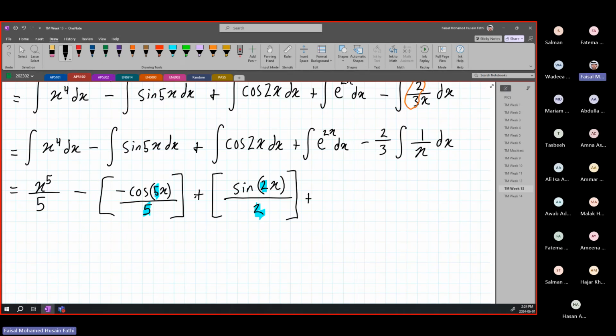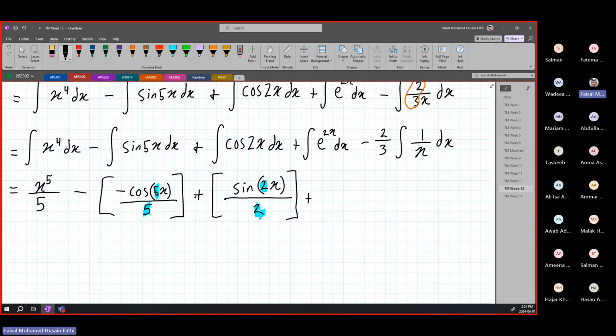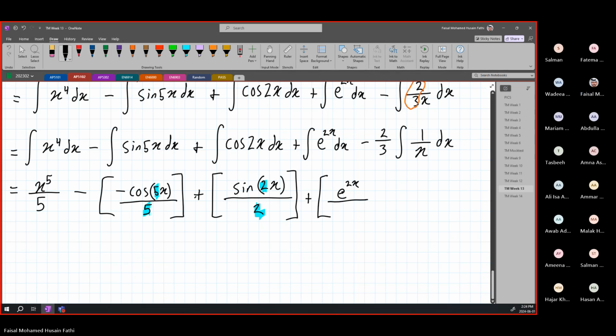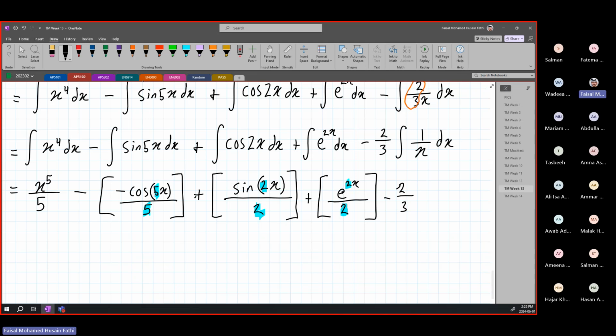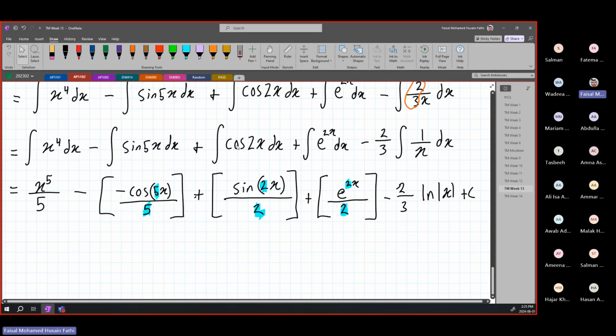That's it. And the integration of e to the power of 2x becomes e to the power of 2x, it does not change, over, again, the value of 2 over here. So it's going to be over 2. Again, this 2 is where we got the division of 2 from, what is multiplied by the variable inside, minus 2 over 3. The integration of 1 over x is ln of absolute x. And then don't forget your plus c.